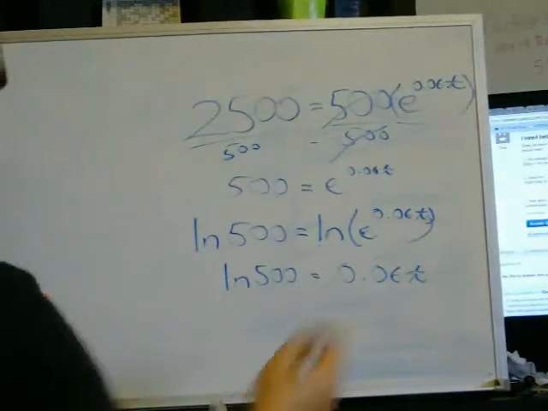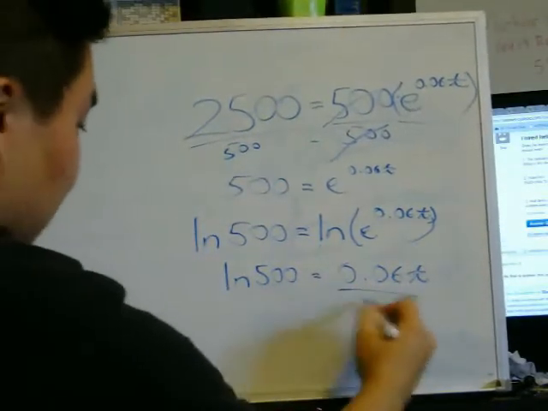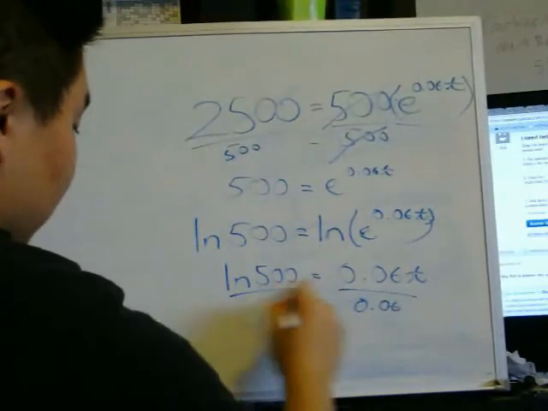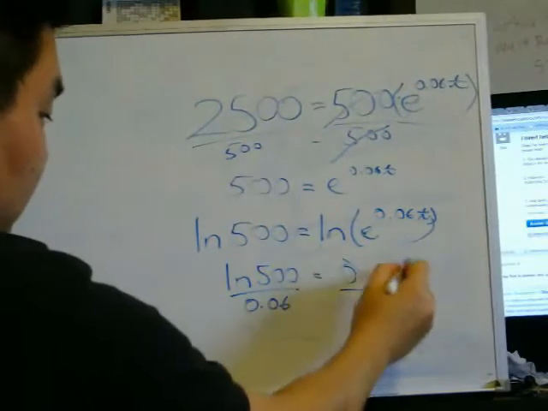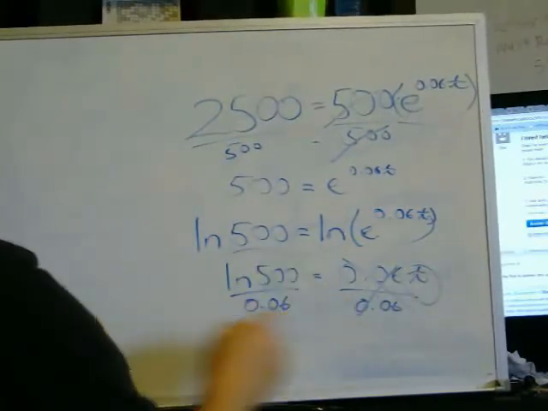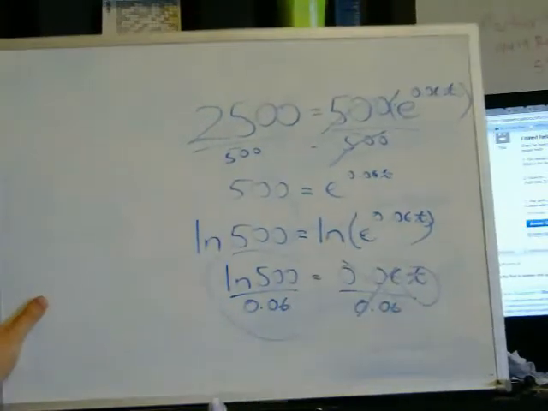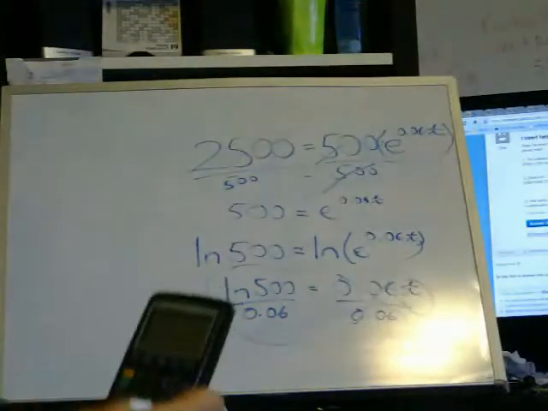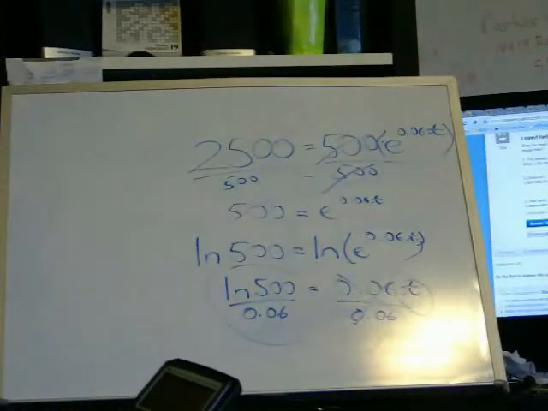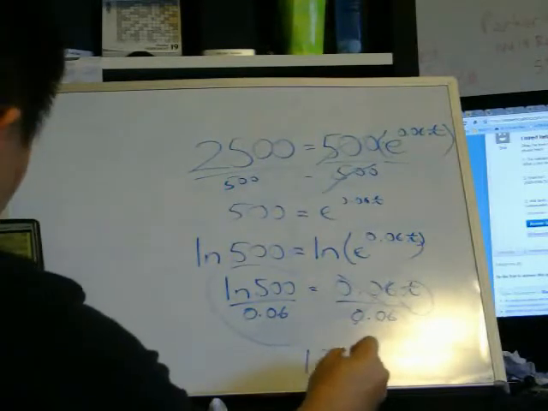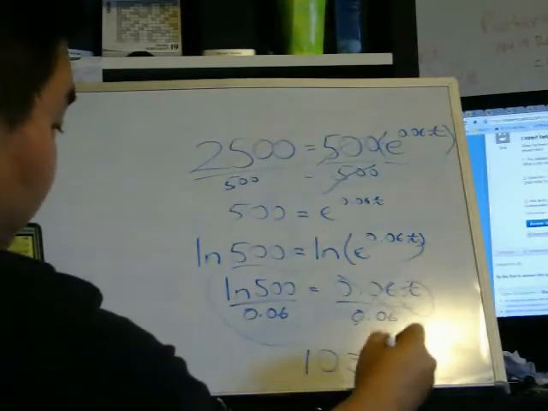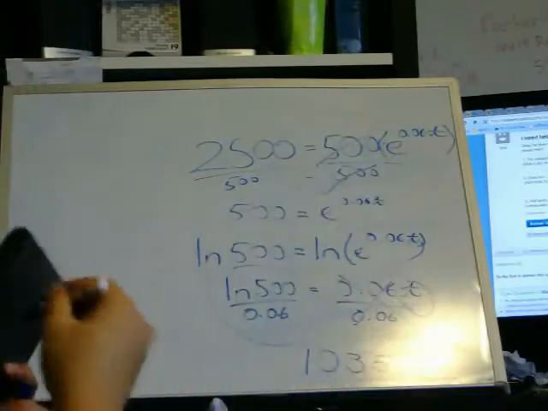Now from here on, it's easy to solve for t. Divide both sides by 0.06. That gets rid of this side, so you have t alone. Put that into a calculator and you have your answer. Your answer is ln 5 divided by 0.06, 26.82.